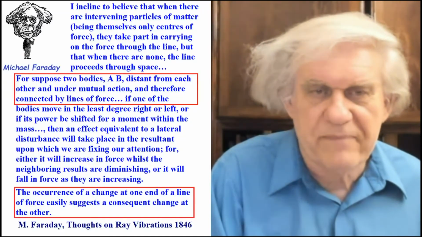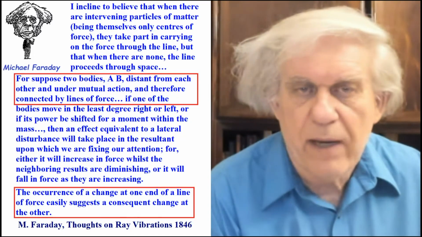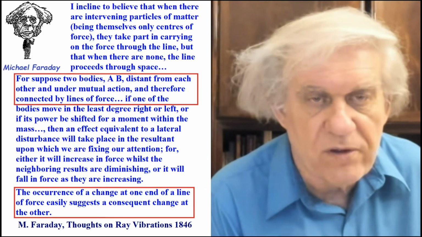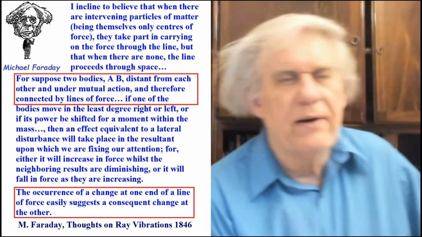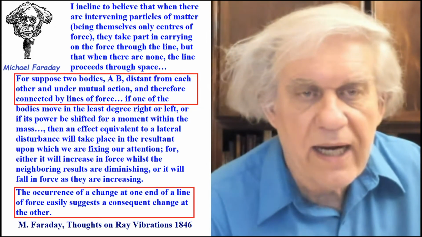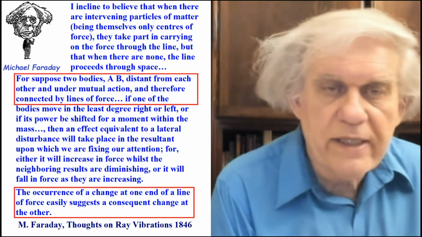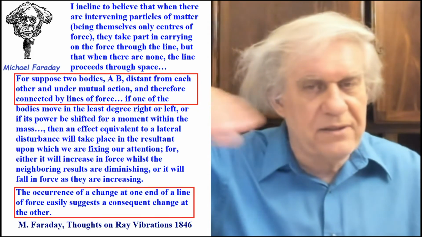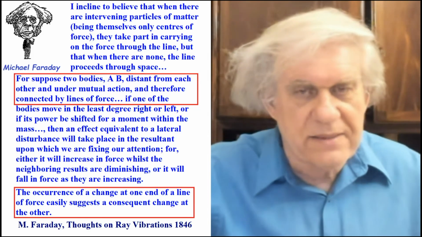And here's his notion of entanglement. He really is the first guy to come up with it. He says, I incline to believe that when there are intervening particles of matter, being themselves only centers of force, they take part in carrying on the force through the line, but that when there are none, the line proceeds through space. So he's saying there's something going through that space. It's a line. That's the best way you could describe it.